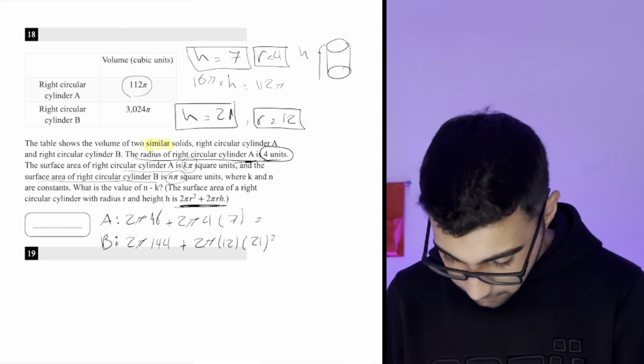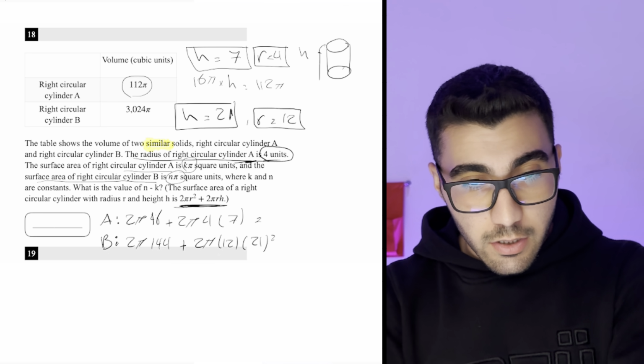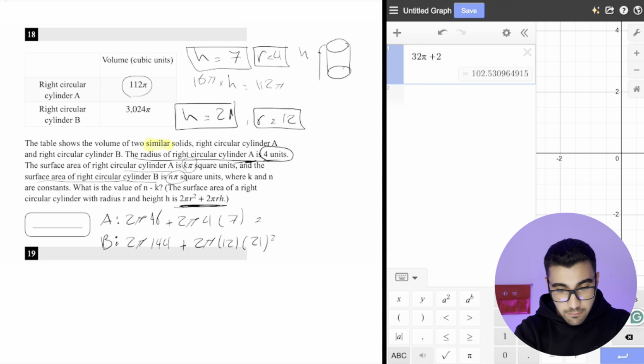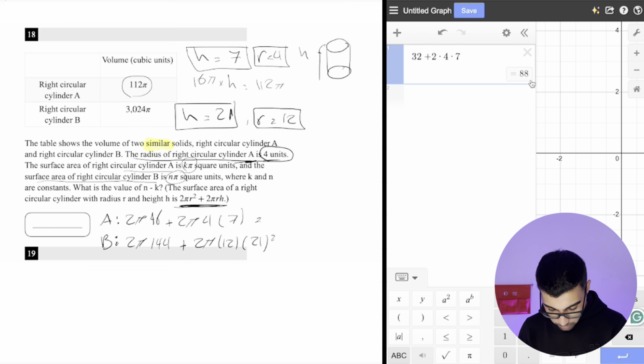And so let's find out what the values are going to be here. For cylinder A, 2 times 16 is going to be 32 pi, right? Plus 2 times 4 times 7 pi. Let's just remove these pi's because they both have the same pi, so it's going to be 88 pi for part A. For the cylinder A, it's going to be 88 pi for this one.